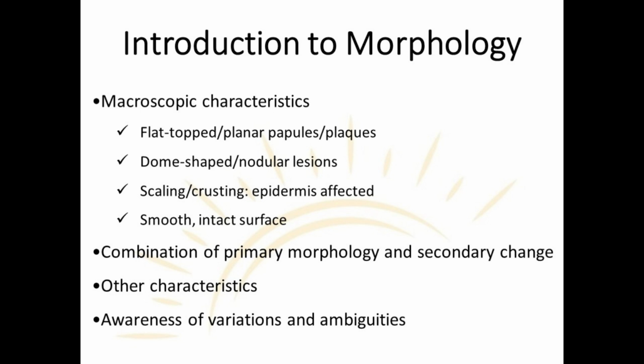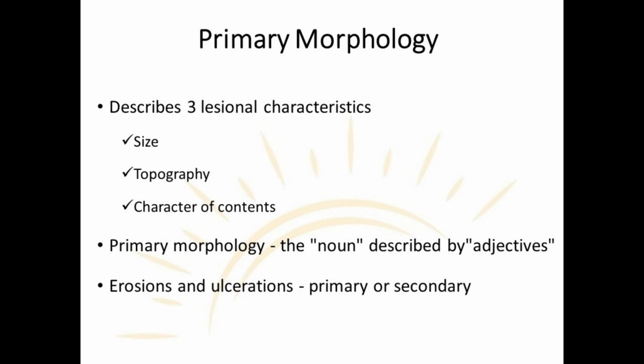Other characteristics like shape, color, configuration, arrangement relative to each other, and distribution on the body further refine the differential diagnosis. Awareness of variations and ambiguities in morphologic term definitions is important. Primary morphology describes in 3 lesional characteristics: size, topography, and character of contents. Primary morphology is the noun described by adjectives like color, shape, size, and texture. Erosions and ulcerations can be primary or secondary.